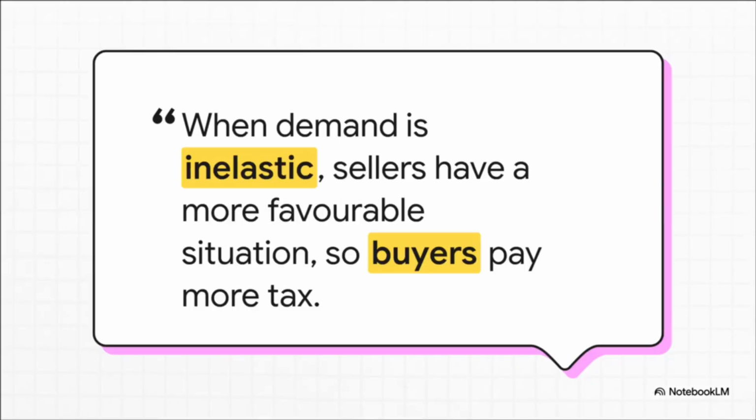And this just confirms what we saw in the graph. When demand is inelastic, buyers are kind of stuck. They don't really have other good options, so they can't just cut back when the price goes up. This gives sellers the power to pass most of that tax right along to the consumer in a higher price. The buyer ends up paying way more.